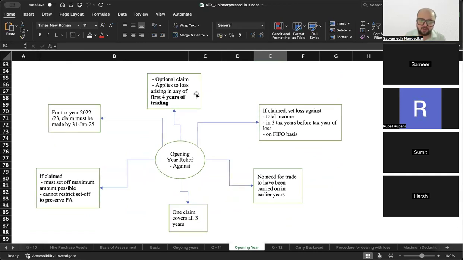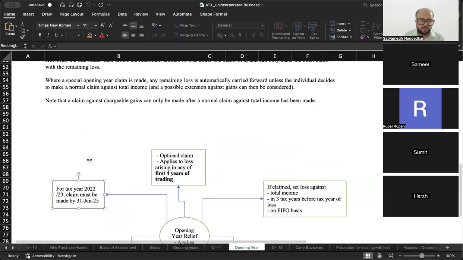So you will have to evaluate that on the basis of those factors. Opening year relief, optional claim, applies to loss arising in any of the first 4 years. If claimed, set loss against total income in 3 tax years before the tax year of loss on a FIFO basis. No need for trade to have been carried on. One claim covers all 3 years. If claimed, must set off maximum amount possible. Cannot restrict it to conserve the PAs.